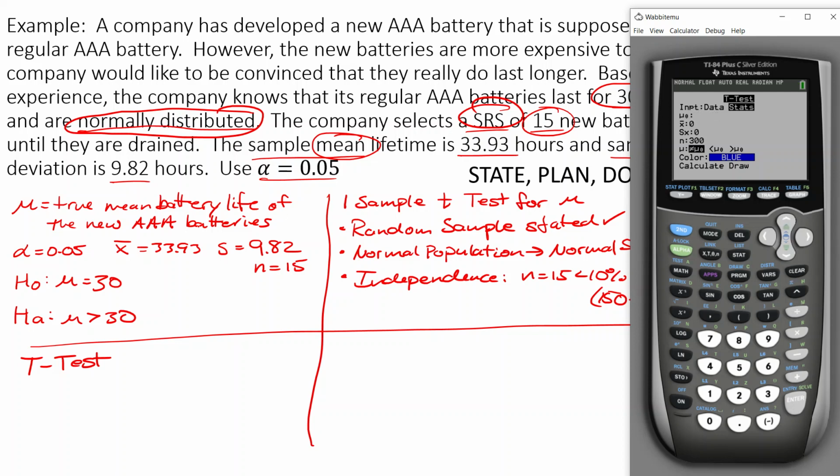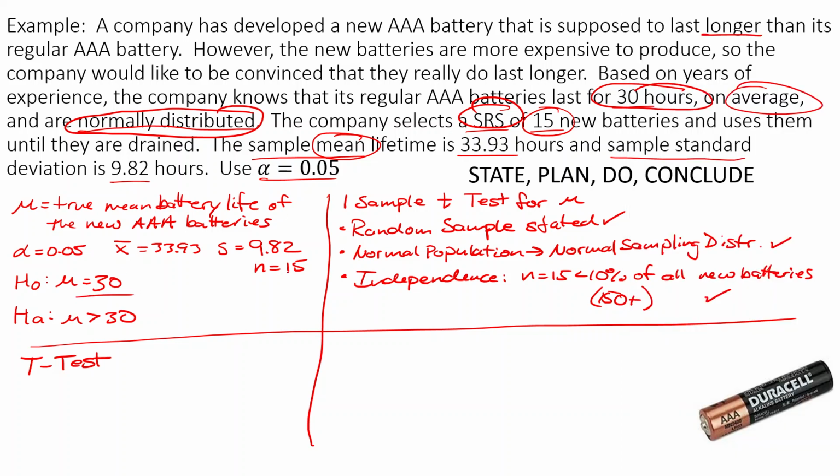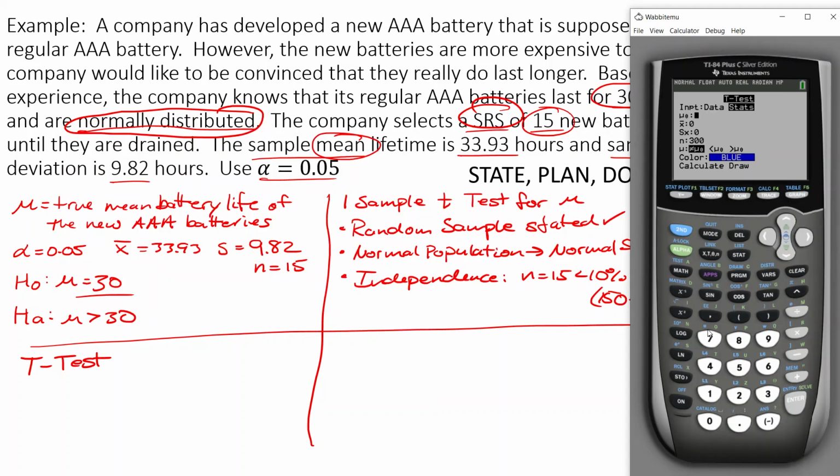This is the population mean. So this is the null hypothesis one. This is the 30 that we're talking about here. Wasn't paying attention. 30. There we go. Now we want the sample mean, which is the 33.93. Our standard deviation is 9.82. Our sample size is rather small.